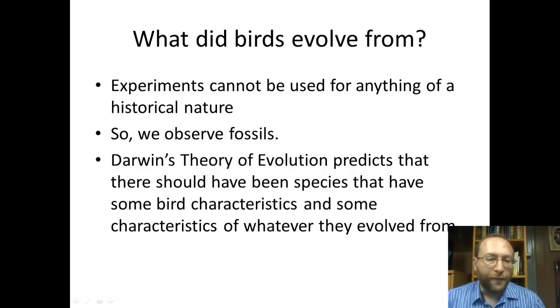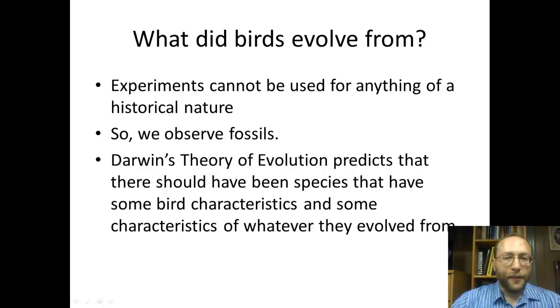Now, Darwin's theory of evolution predicts that species today evolved from species of the past, and so birds had to evolve from an earlier group of animals. One way that we can test this is to see if there are fossils that show a transition between birds and what they evolved from. It should have some characteristics of birds and some characteristics of whatever it came from.